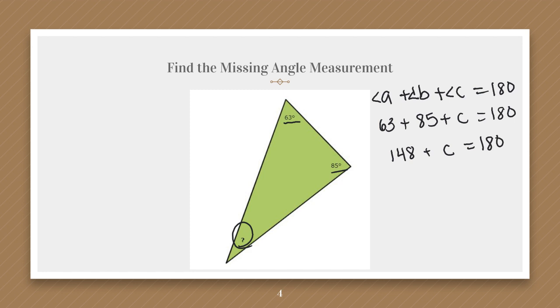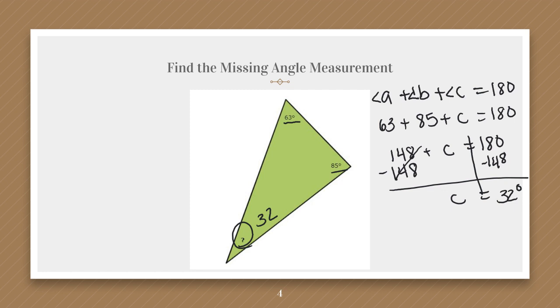So now I can look at this as solving an equation. I can subtract 148 from 180, and that cancels out because it's opposite, and I get that C equals, so I do 180 minus 148, and I get that C equals 32 degrees. So my missing angle measurement would be 32.